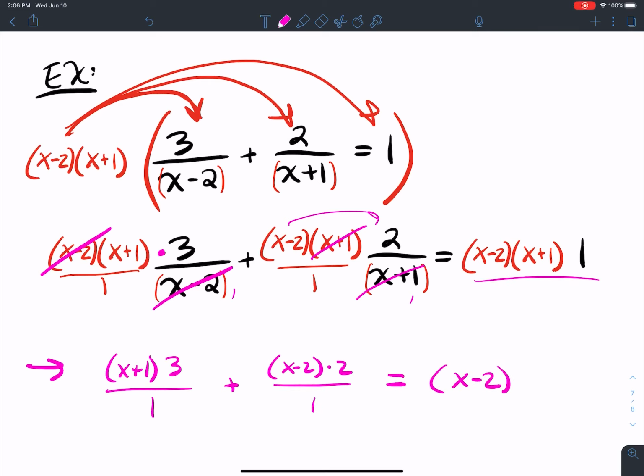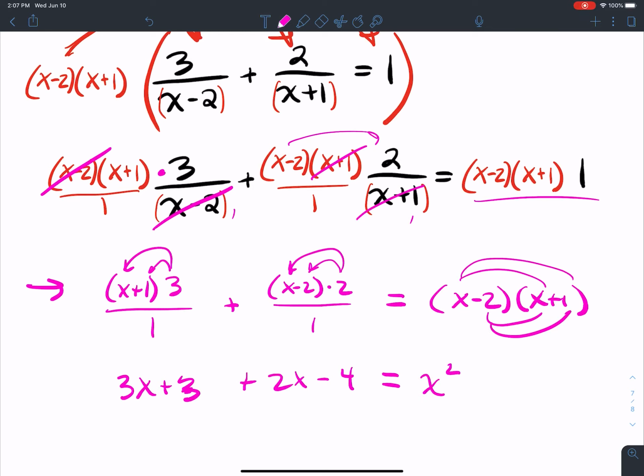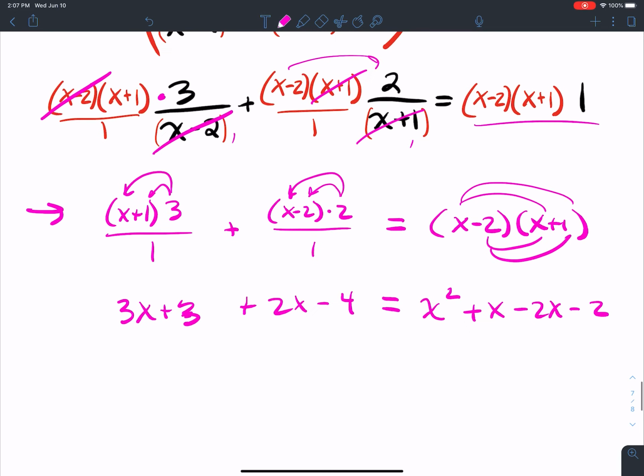So I can simplify here. I'm going to distribute the 3 to each one of those. That's 3x plus 3. I'm going to distribute the 2 to each one of those. That's 2x minus 4. If I FOIL this out, I get x squared plus x minus 2x minus 2. So collect like terms on the left. I have a 3x and a 2x makes 5x. A 3 and a negative 4 make negative 1. Over here I've got x squared, and then this makes negative x, and then minus 2.